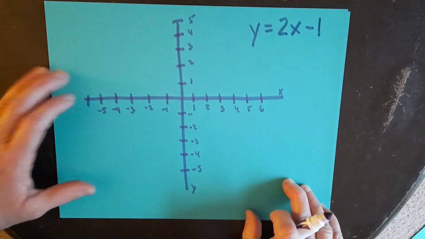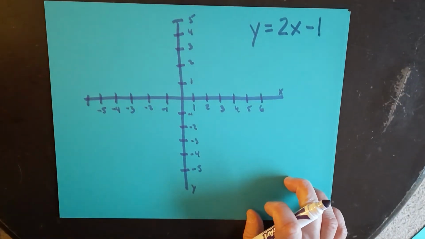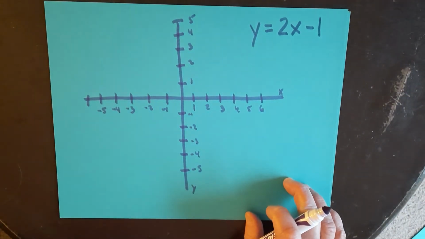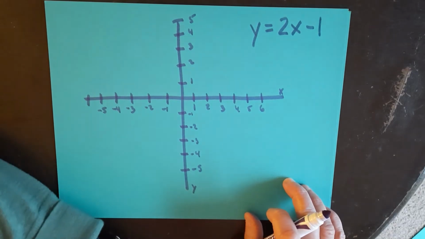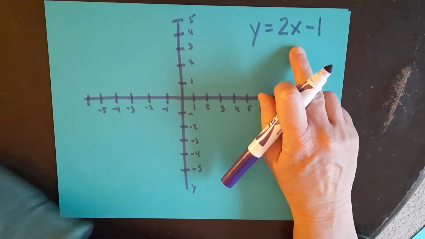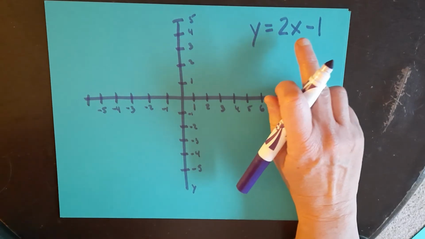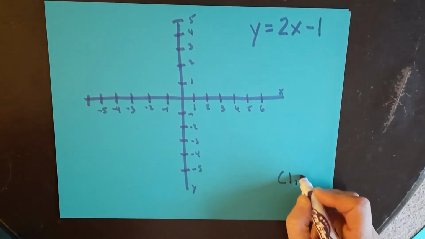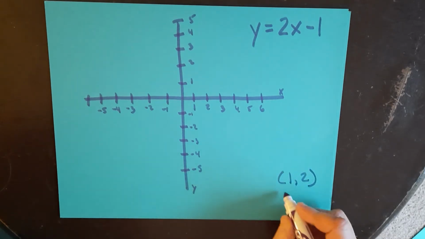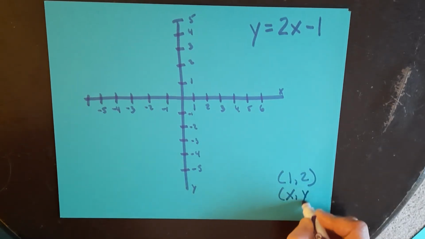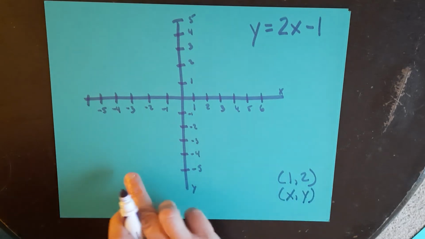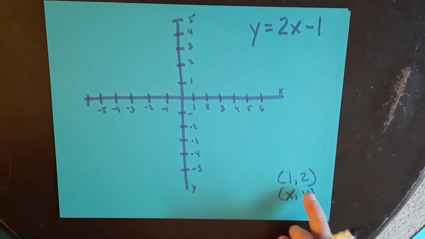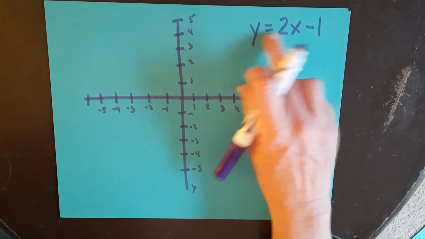What does it mean to graph a line? Well, what that means is that we're going to try to find a line in which all the points on the line will satisfy this equation, which means that, remember, an ordered pair has two numbers. This first one stands for the x, and the second one stands for the y. So we're going to find a line that shows all the numbers that make this equation true.